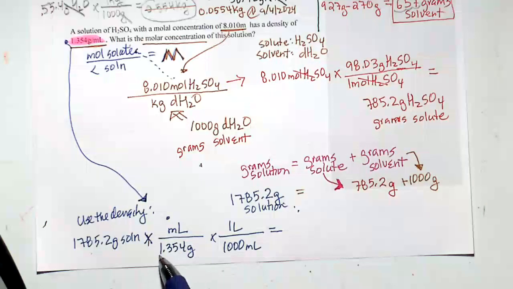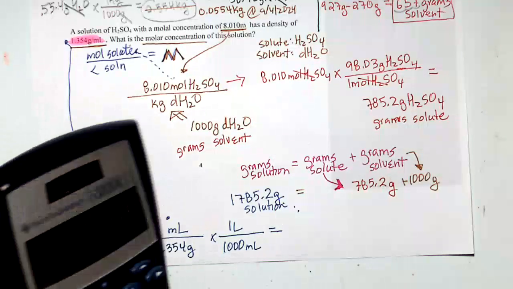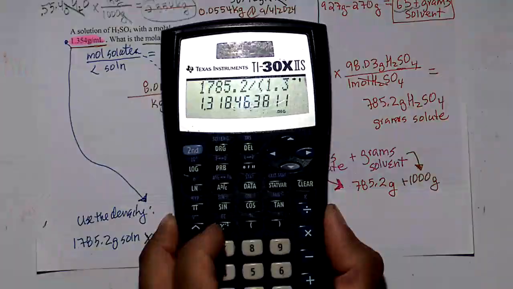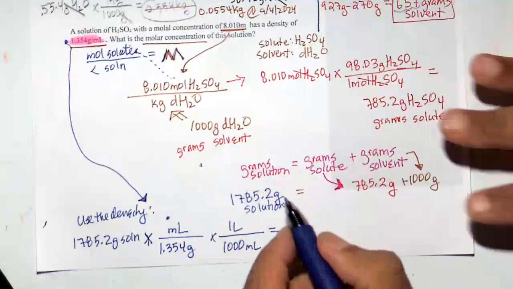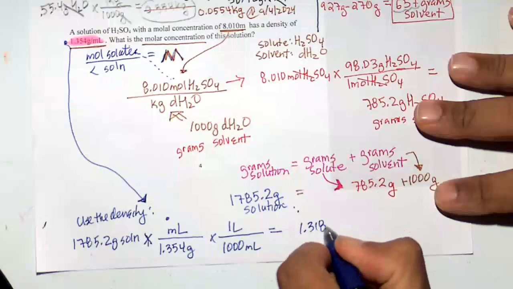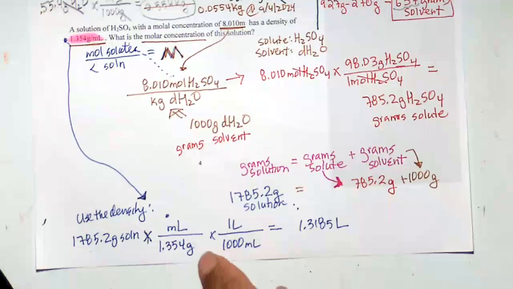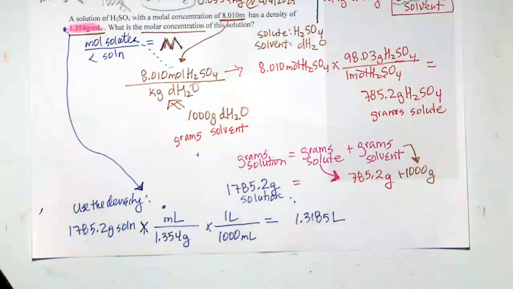1785.5 divided by 1354. So that's 1,000. 1 liter is 1,000 milliliters. That's correct. And that's the conversion. 1.3184, 1.3185. I see a nod. So 1.3185 liters. Finally, we can get the answer.